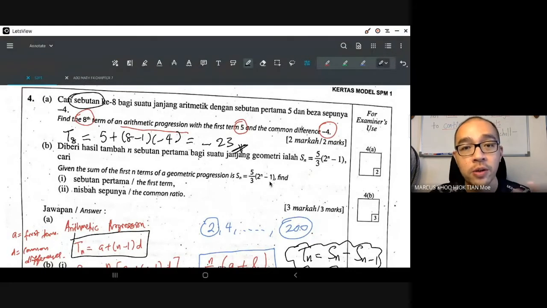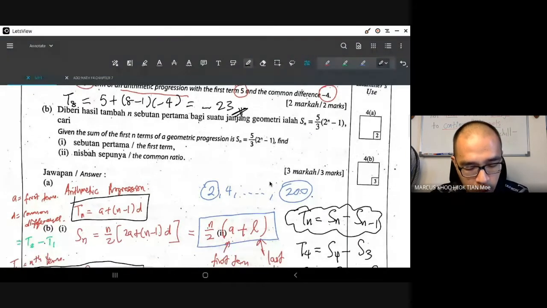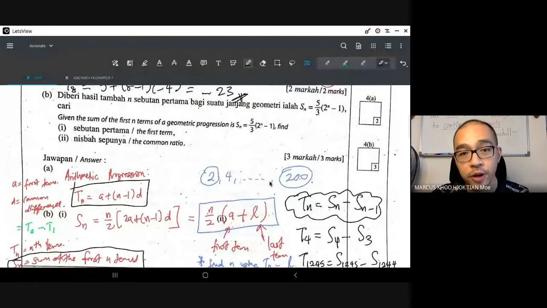I want you to revise all these things so that the next time kita jumpa soalan ni, I don't have to revise anymore. Okay, you should have already tried to revise it by then lah. Okay, so that is arithmetic progression.